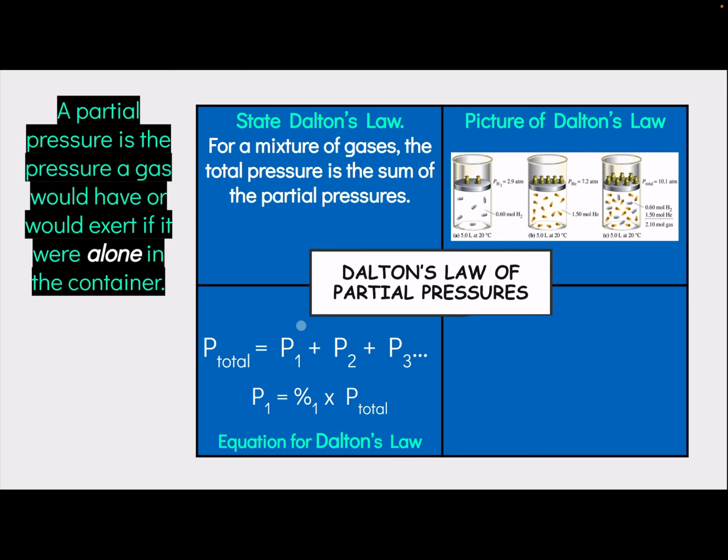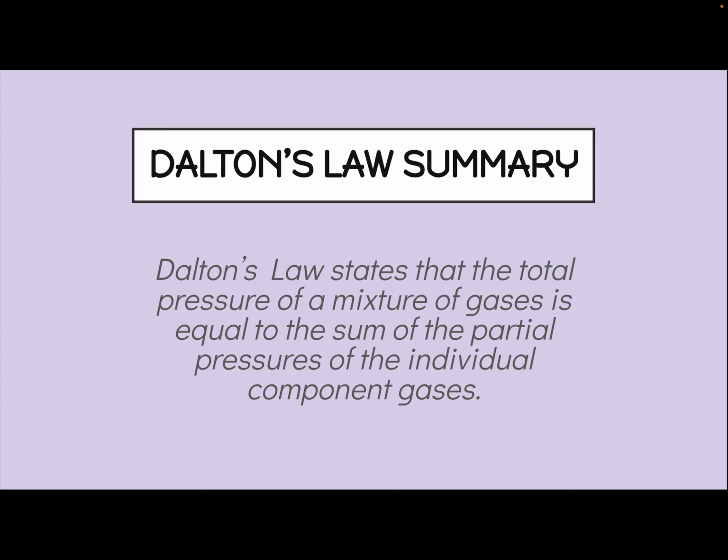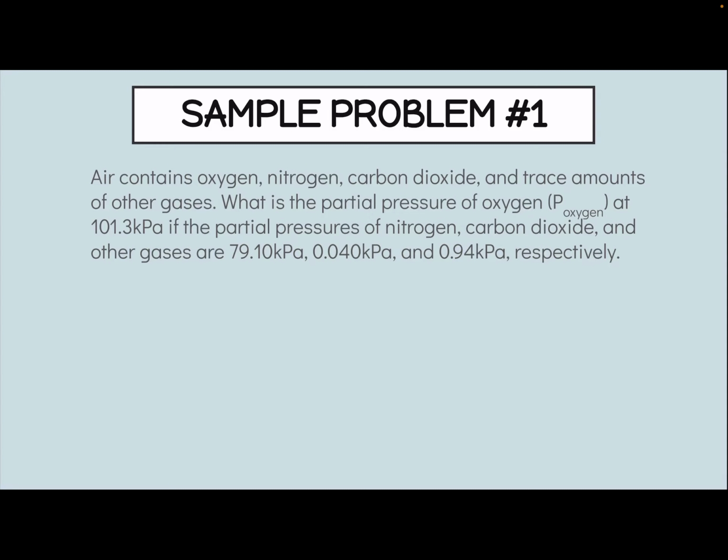Here's the equation, and we're only going to work with this top one, so don't worry about this bottom one. P total is just the sum of all the partial pressures, and it only applies to a mixture of gases. If a gas is by itself, we cannot use this. So your quick summary is that the total pressure of a mixture of gases is equal to the sum of those partial pressures of each individual gas.